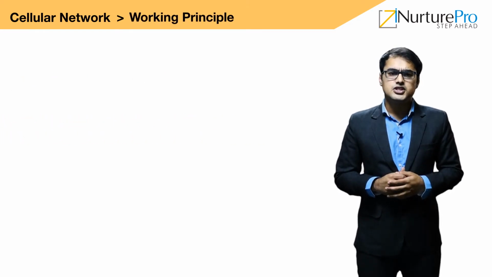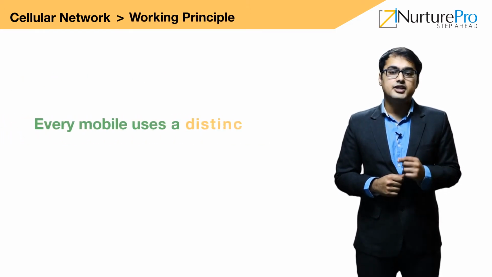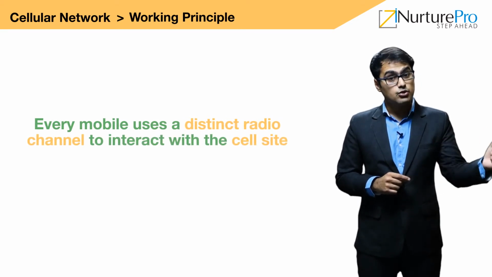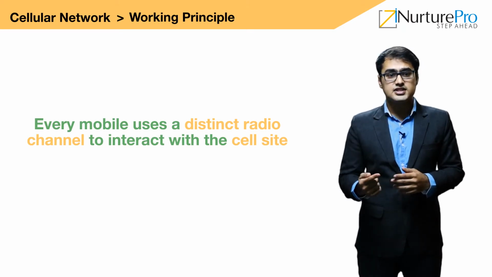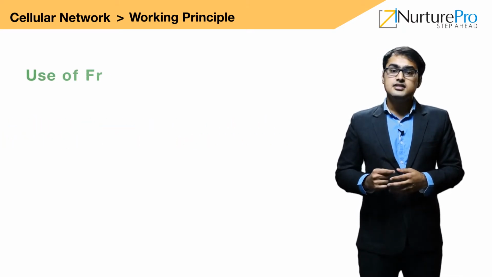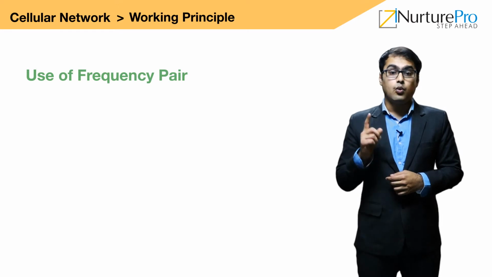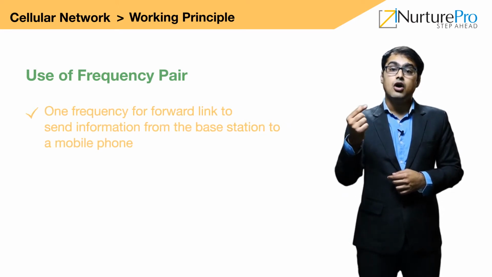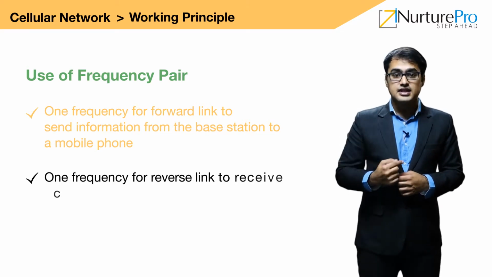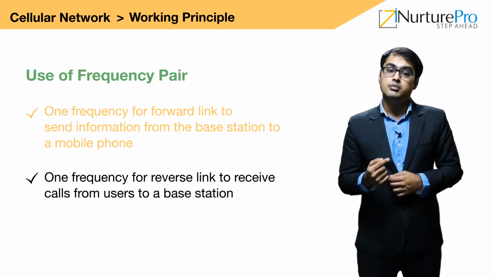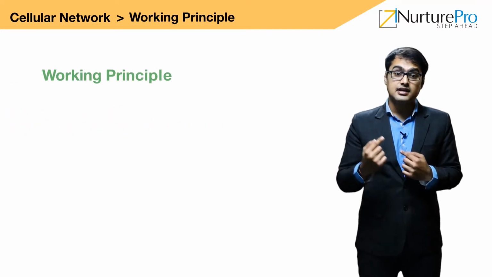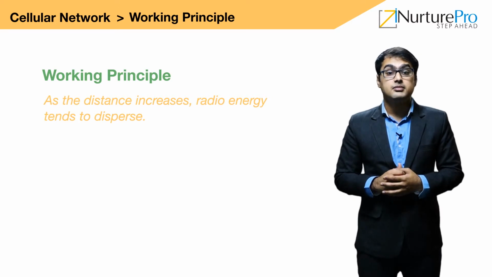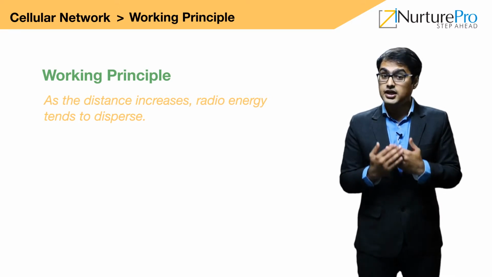Let's now understand the principle of cellular network. Every mobile uses a distinctive radio channel to interact with the cell site, which connects to several other mobiles simultaneously based on one channel per mobile. Channels use a frequency pair to communicate: one frequency for the forward link to send information from the base station to a mobile, and one frequency for the reverse link to receive calls from users to a base station. As the distance increases, radio energy tends to disappear. Therefore, mobile phones must remain close to the base station to maintain communication.